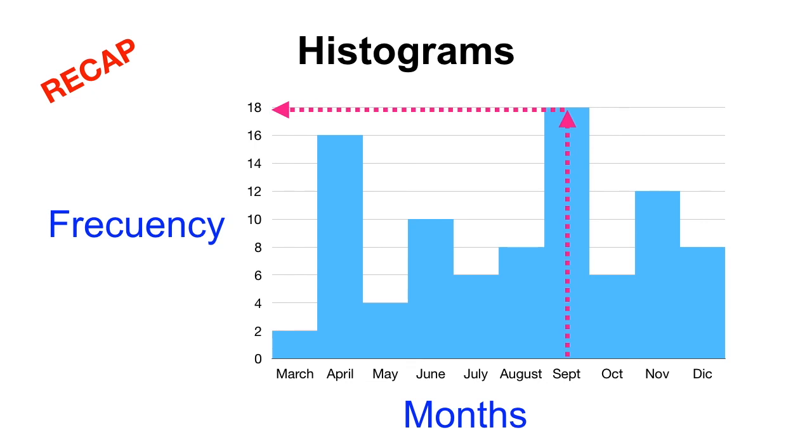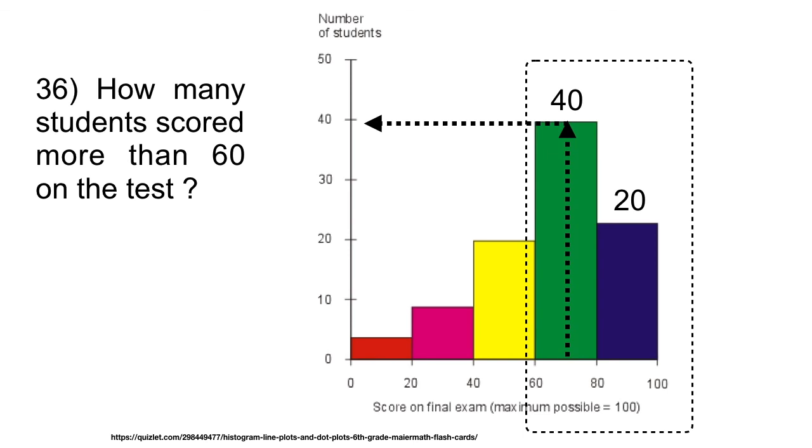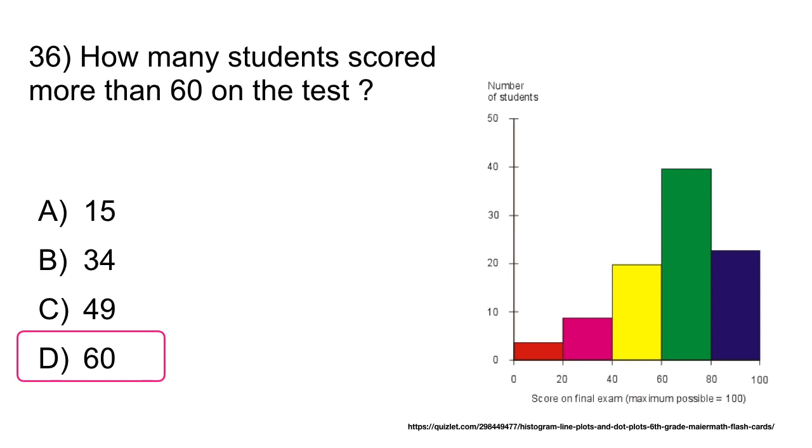Okay, so if we look at those students that scored more than 60, we would look just at the blue and green bars, and you would have 40 that scored between 60 and 80, and 20 students scored between 80 and 100. So your correct answer would be 60.